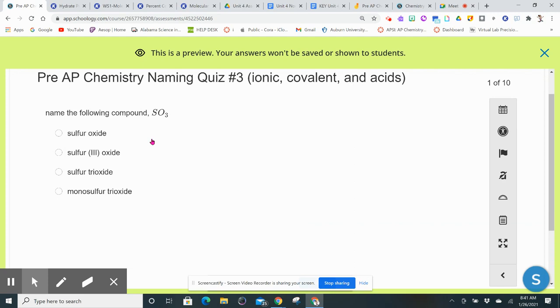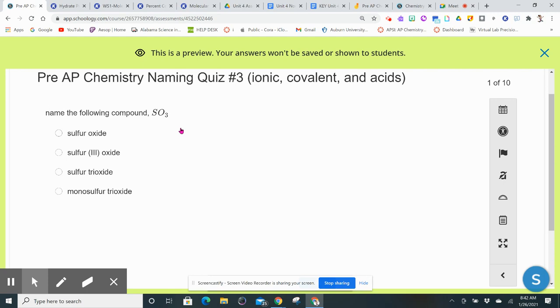All right. So name the following compound, SO3. So again, does it have a metal in it? So look on your periodic table, find S, find O. Are they metals? No, they are not. If they are not metals, you are just going to use prefixes. It's just a covalent compound.